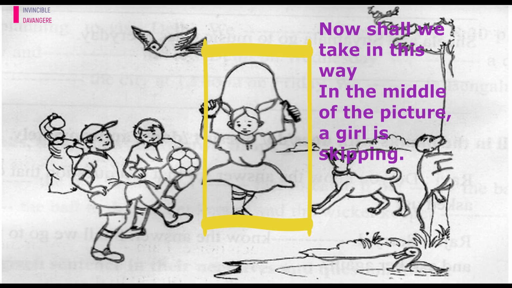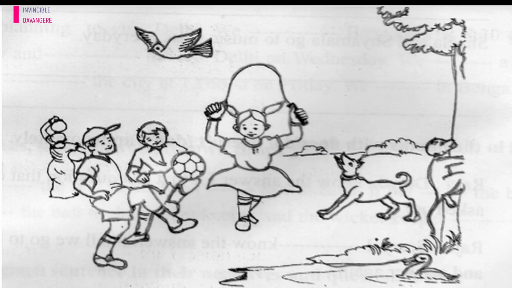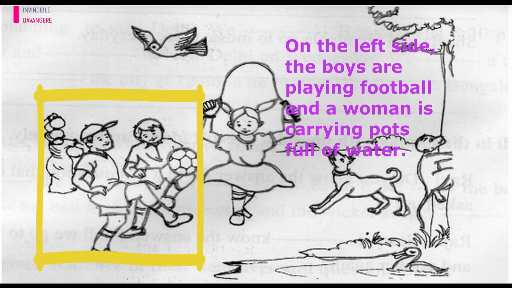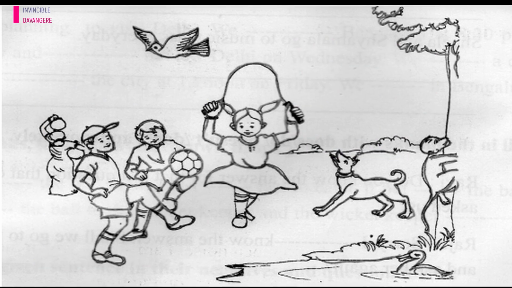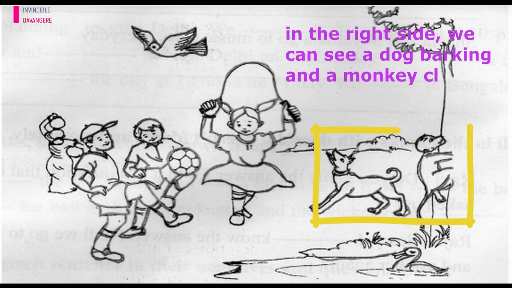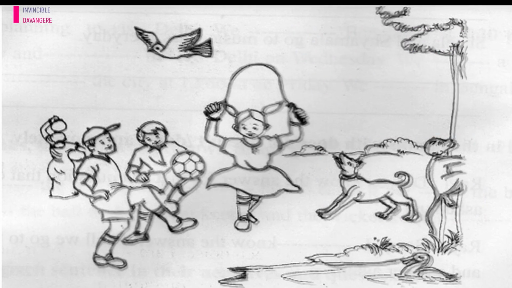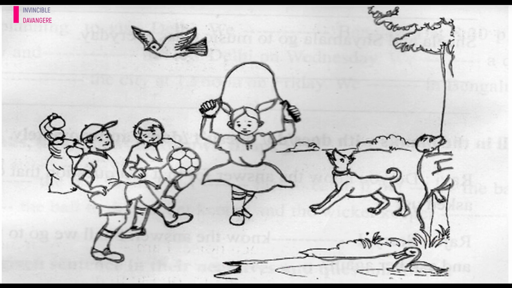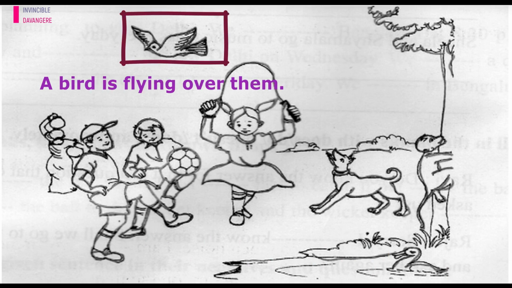In the middle of the picture, a girl is skipping. On the left side, the boys are playing football and a woman is carrying pots full of water. On the right side, we can see a dog barking and a monkey climbing a tree. At the bottom, there is a pole and a duck is swimming. A bird is flying over them.